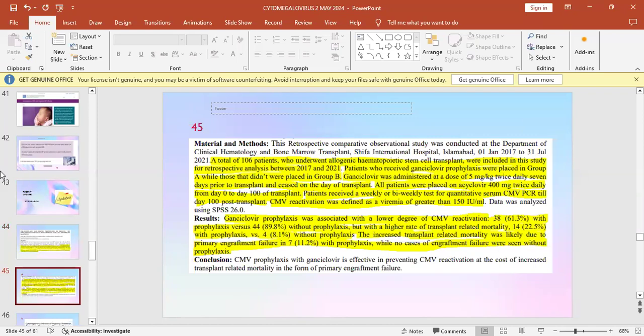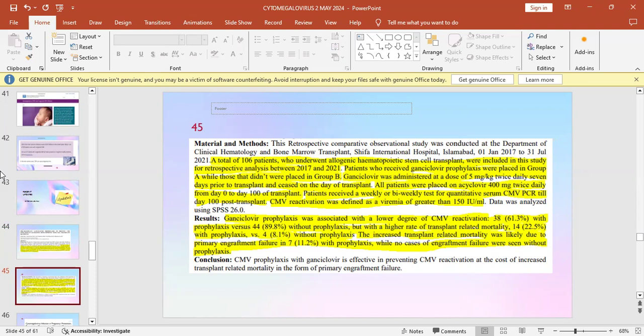A total of 106 patients who underwent allogeneic hematopoietic stem cell transplant were included in the study for retrospective analysis between 2017 and 2021. Patients who received prophylaxis were placed in group A, while those who did not were placed in group B. Ganciclovir was administered at a dose of 5 milligrams per kg twice daily, 7 days prior to transplant, and ceased on the day of transplant. Our patients were placed on acyclovir 400 mg twice daily from day 0 to day 10 of transplant.